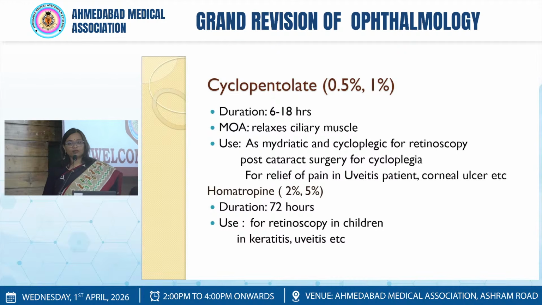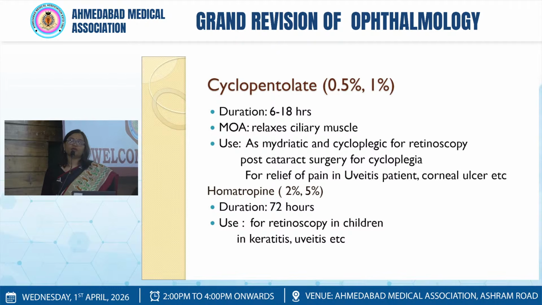It is also used in patients with corneal ulcer and uveitis where there is less inflammation. Cyclopentolate is less effective as a cycloplegic than these two drugs. The effect lasts up to 24 hours. All these drugs relax the ciliary muscles, and are used as a mydriatic and cycloplegic agent for retinoscopy in older children.